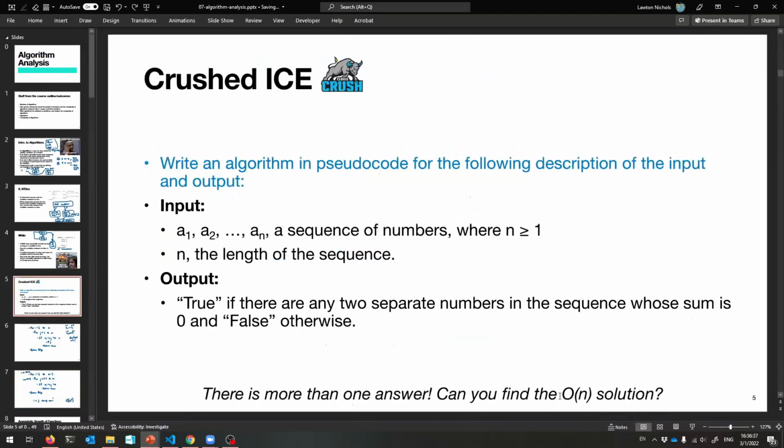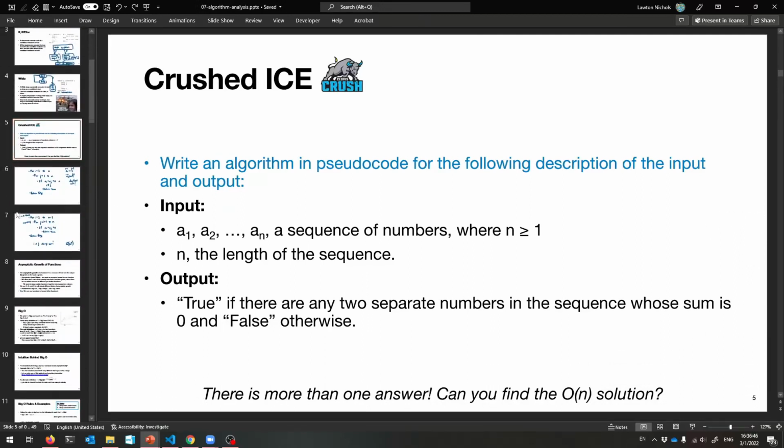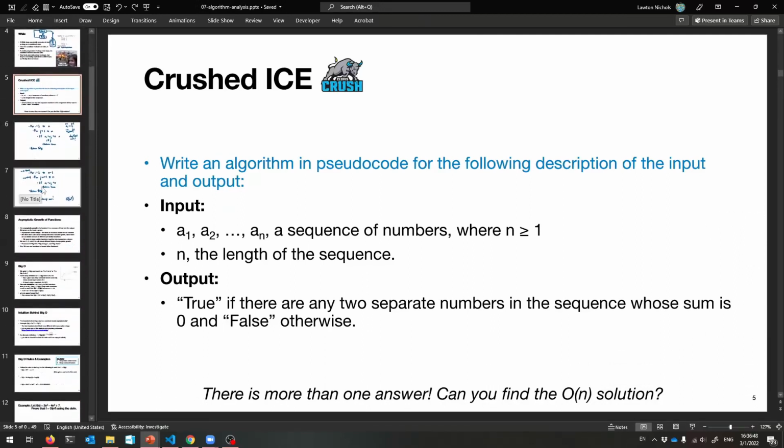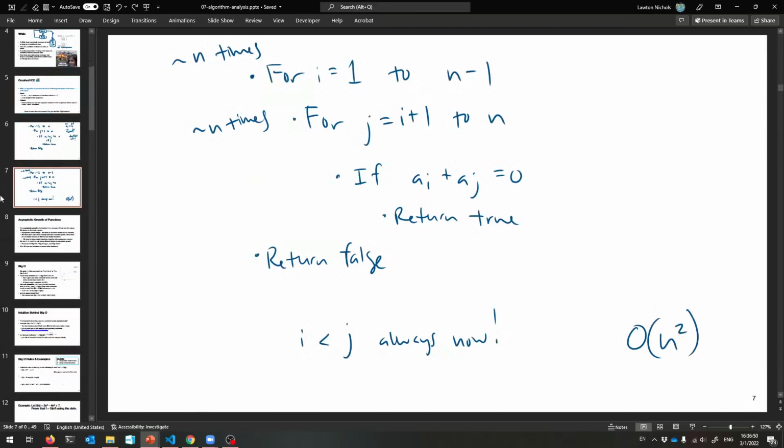Talk to me in office hours if you'd like to hear the linear time solution. One way to do it involves a hash table, which is cool. So we can talk about that offline if you would like. But that is where I want to get it.